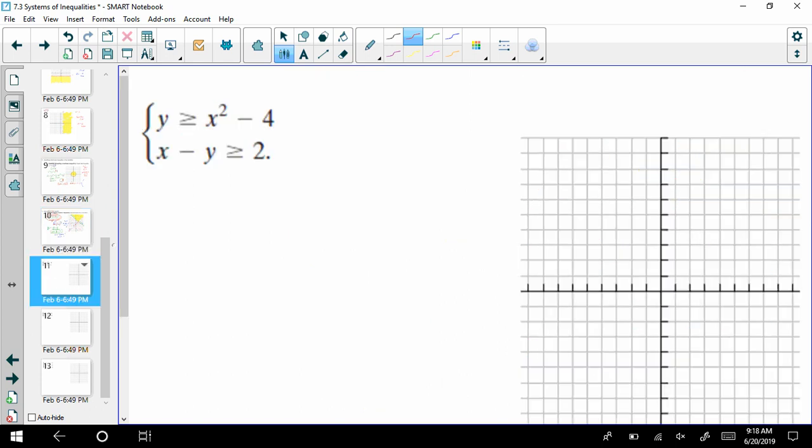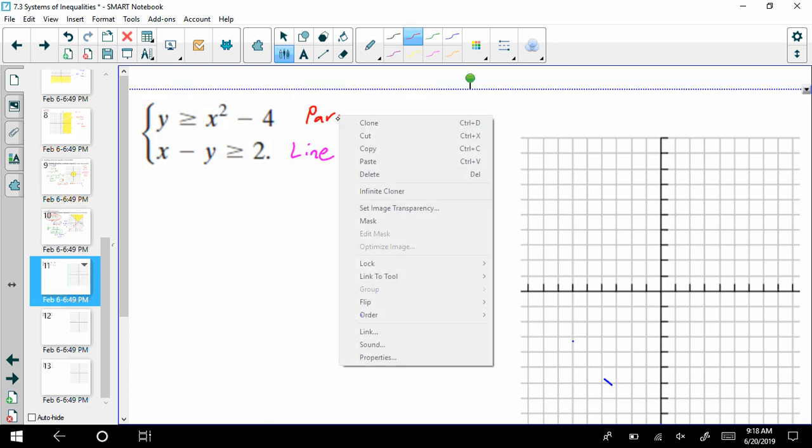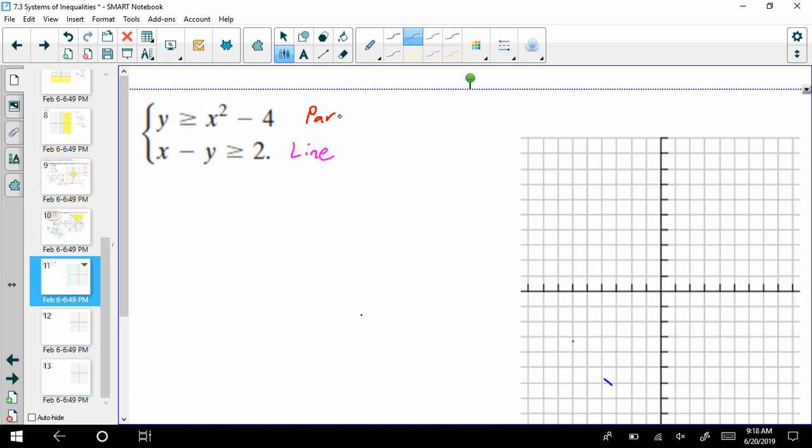Okay, let's do another one. Now this one, I know I'm going to have a line. This is linear. This top one is not a circle because there's only one thing squared. If there's only one thing squared, that's a parabola. And remember, the parabolas look like a U shape. Well, let's do the parabola first, since y is already alone.